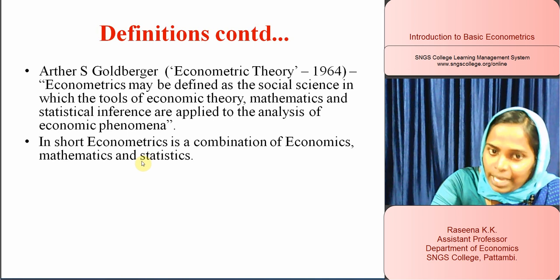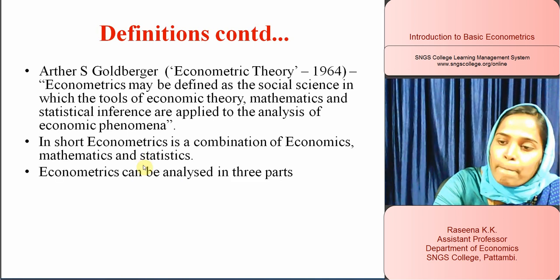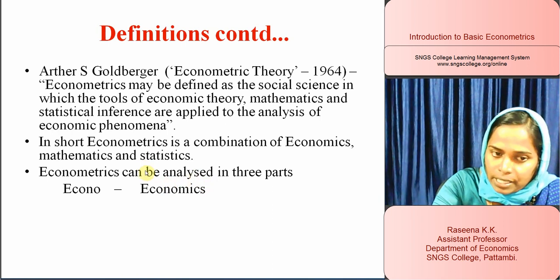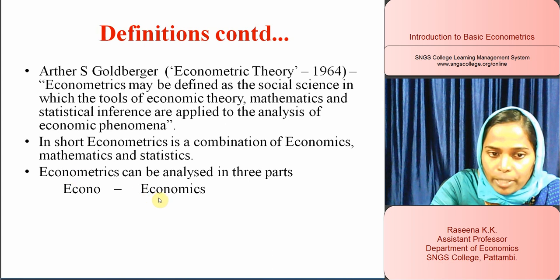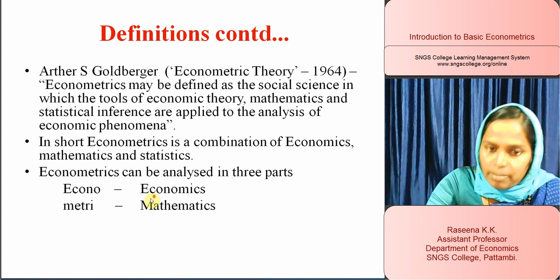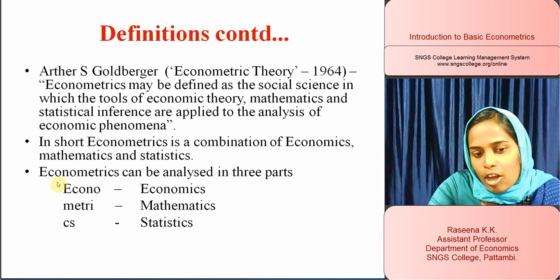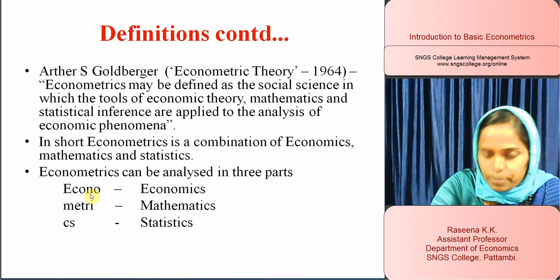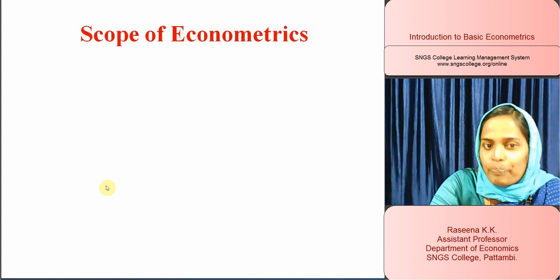In short, we can say that it's a combination of economics, mathematics and statistics. Econometrics can be analyzed in three parts. The "econo" portion of econometrics stands for economics, "metri" means mathematics, and "cs" for statistics. Therefore, the term econometrics is a combination of these three subjects, but it is different from all these three.